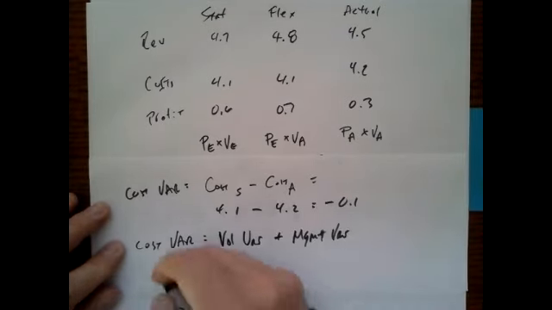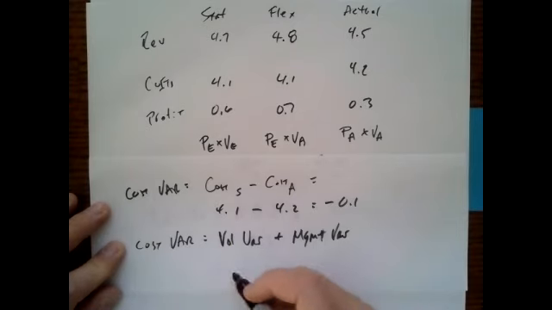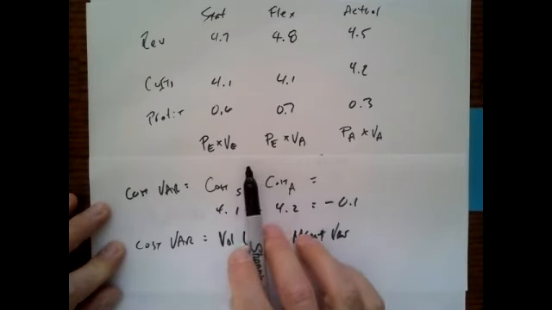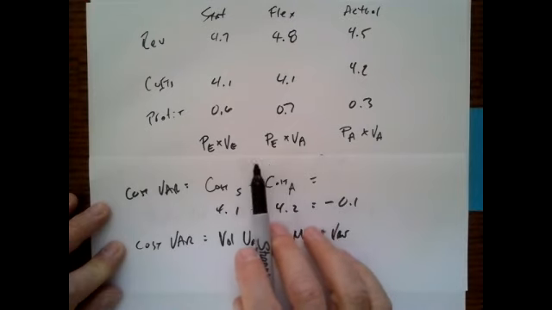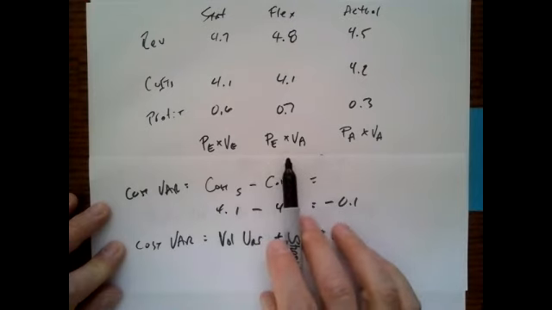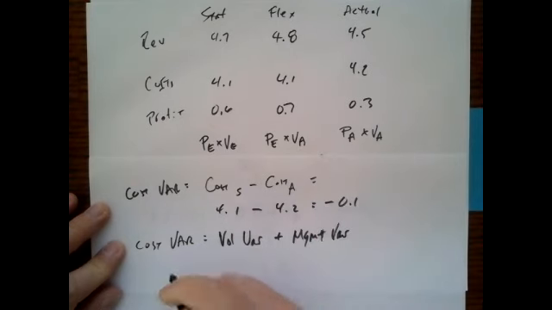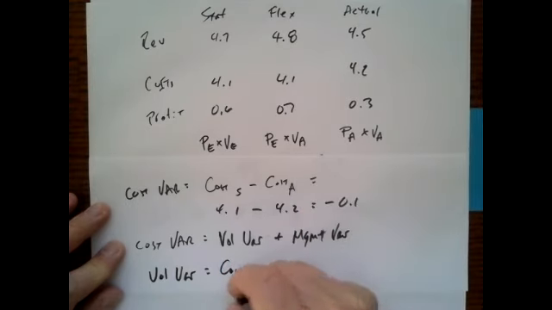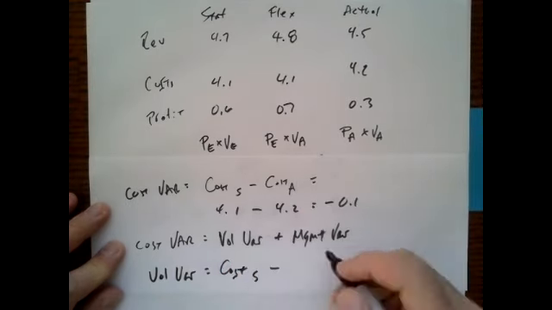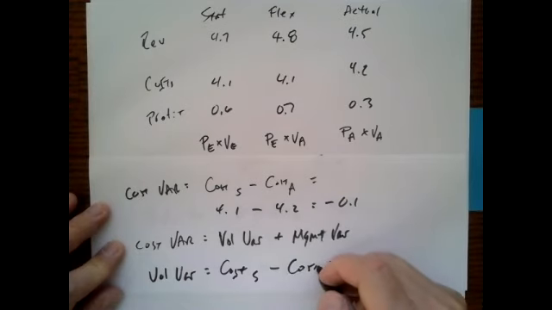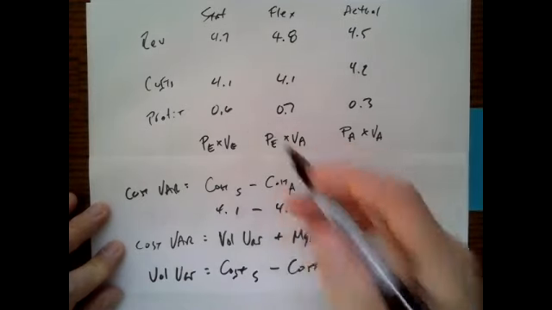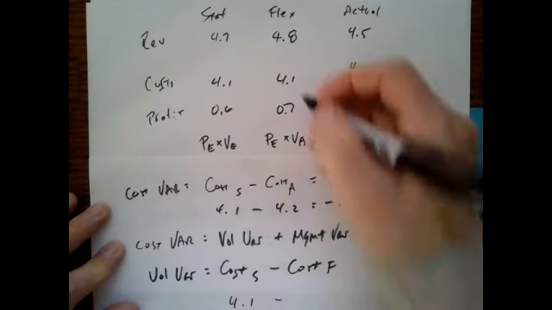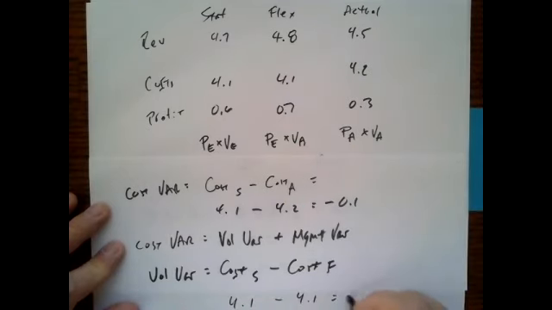So to get the volume variance for the cost side, we're going to look for the two columns that hold price constant and allow volume to vary. That's the stat and flex. So volume variance on the cost side is going to be cost stat minus cost flex. So cost stat is 4.1. Cost flex is 4.1. So we have a zero volume variance.